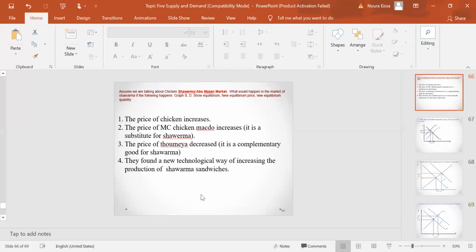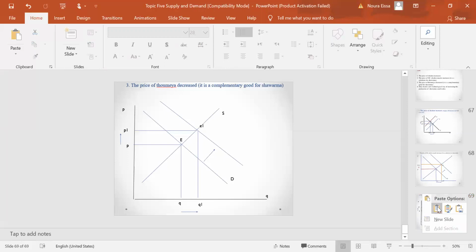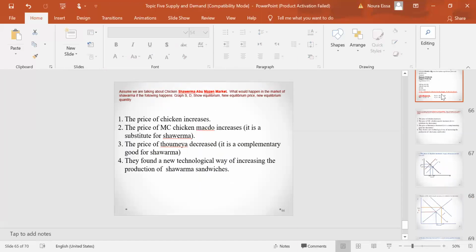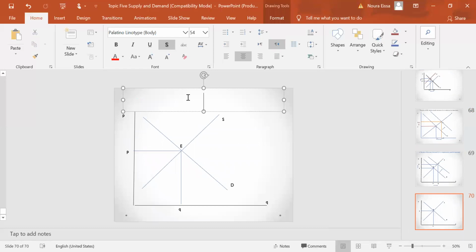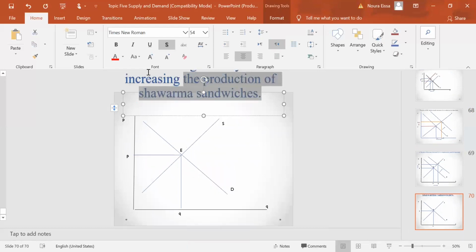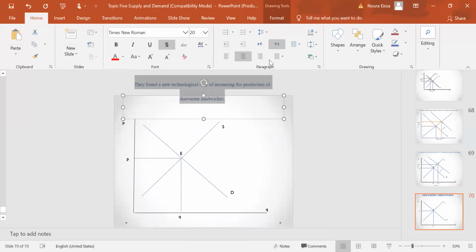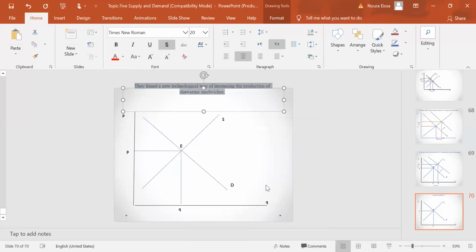Number 4. They found a new technological way. Okay, let's just first paste this here. Number 4, they found a new technological way of increasing the production of shawarma. Technology, is it going to be supply or demand? Supply. Technological development, will this increase production or not? Yes, it will increase production, which means that your supply will shift where? It will shift to the right. This is an increase in supply, so supply will shift to the right.